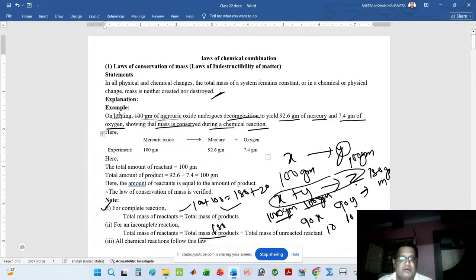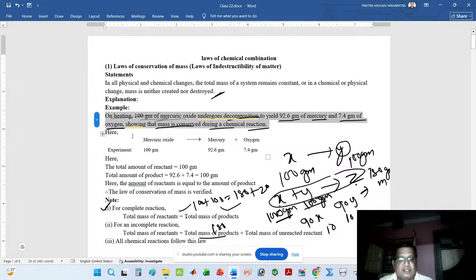Look at an example. Take an example. On heating 100 gram of mercury oxide, it undergoes decomposition to yield 92.6 gram of mercury and 7.4 gram of oxygen. Now prove that this chemical reaction follows the law of conservation of mass. That is, mass is conserved during the chemical reaction.